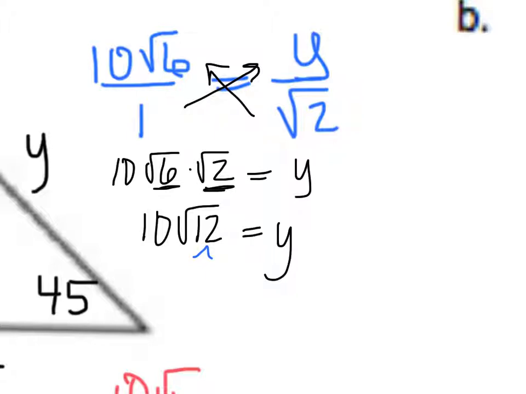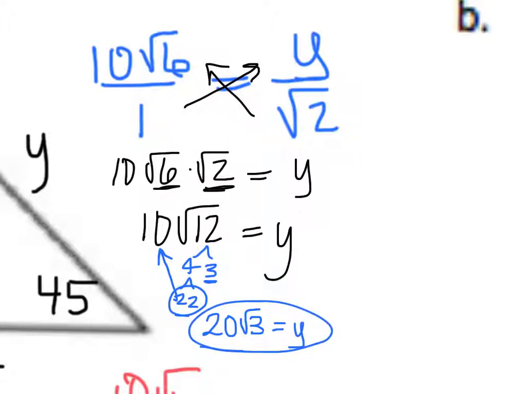So we're going to go ahead and break this down into 4 and 3, 2 and 2. So the 2's, it has a pair, it can come out. We're going to multiply it with the 10 that's already outside. The 3 is something that has to stay in the square root. So it'll be 20 root 3 as your final answer for y. Okay, so that's why this is a level 3. The math becomes a little bit more tricky with the square roots in it.